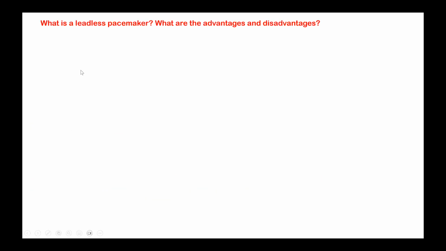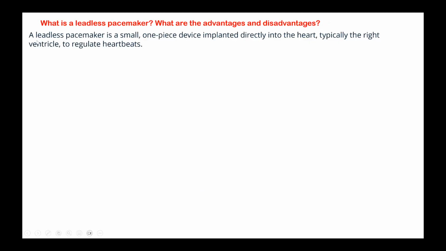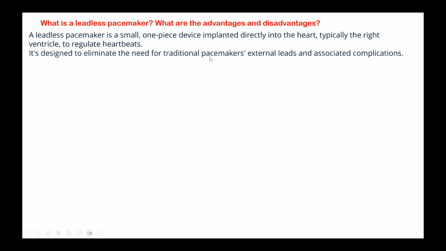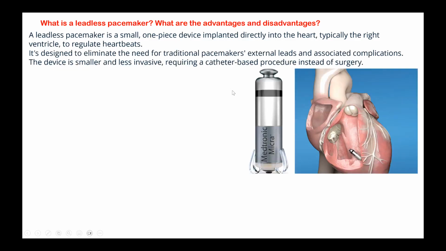Of late, people have found that putting these lead wires inside is quite cumbersome, so you have what is called the leadless pacemaker. It is a small one-piece device implanted directly into the heart, either into the atrium or the ventricle, to regulate the heartbeat. It is designed to eliminate the need for traditional pacemakers with external leads. It is quite small and less invasive, and it is a catheter-based procedure.